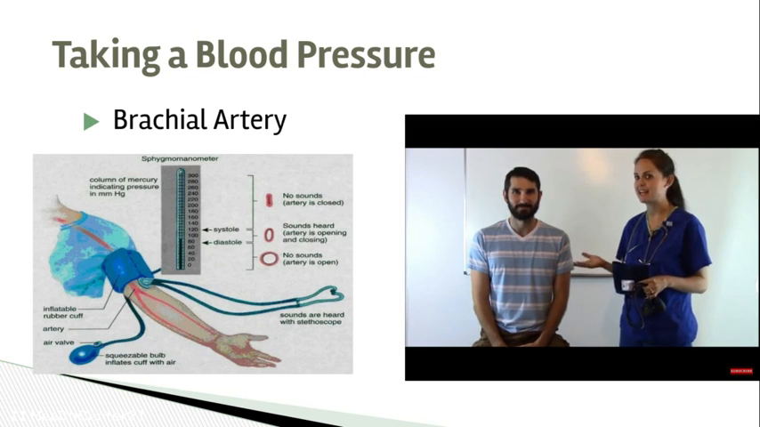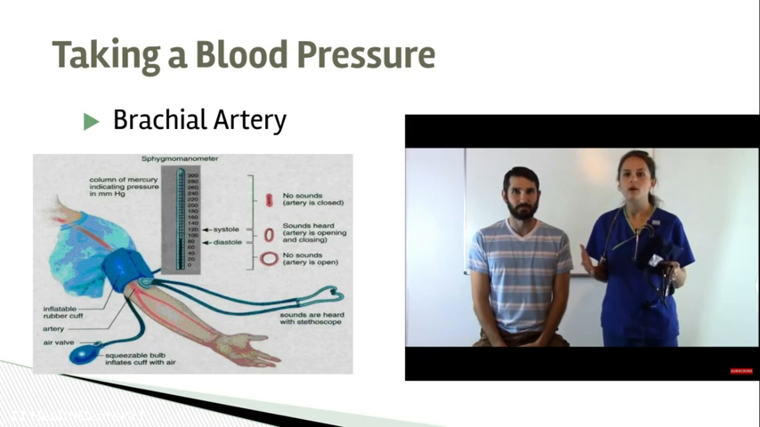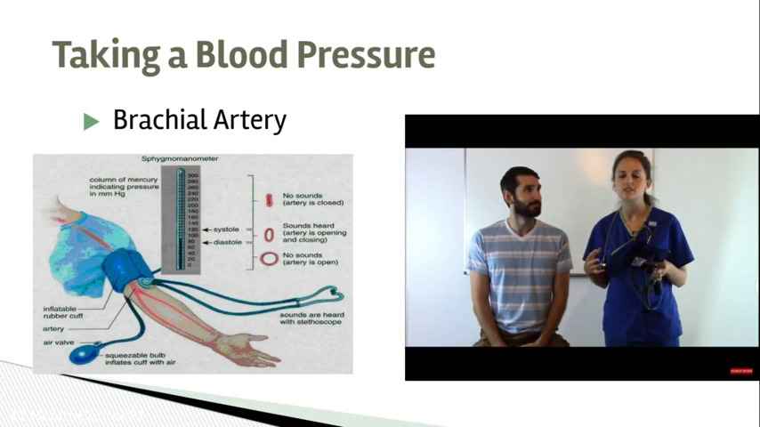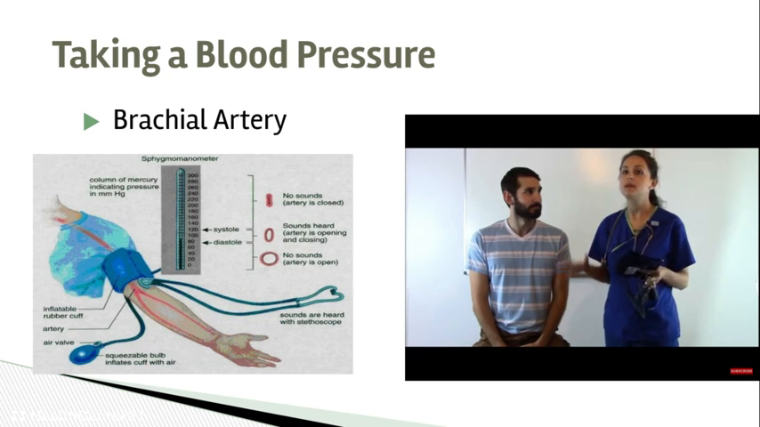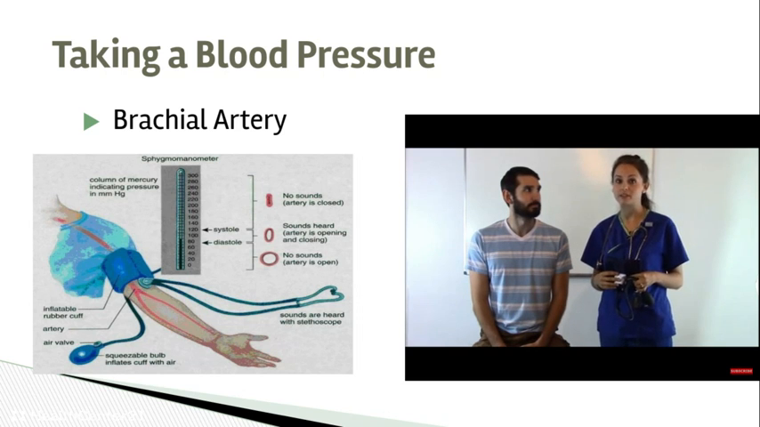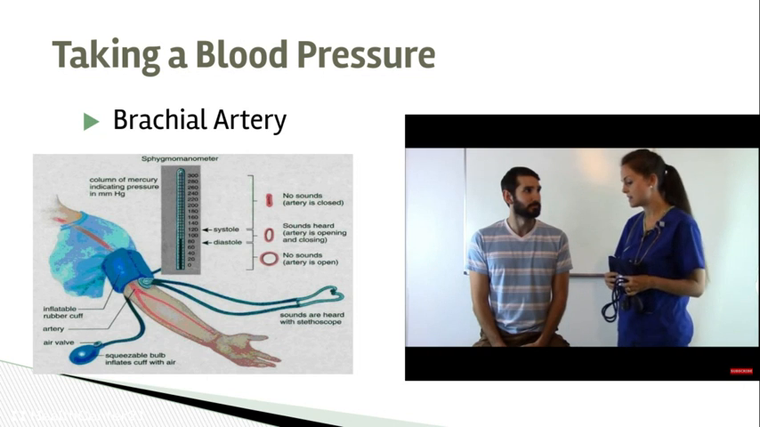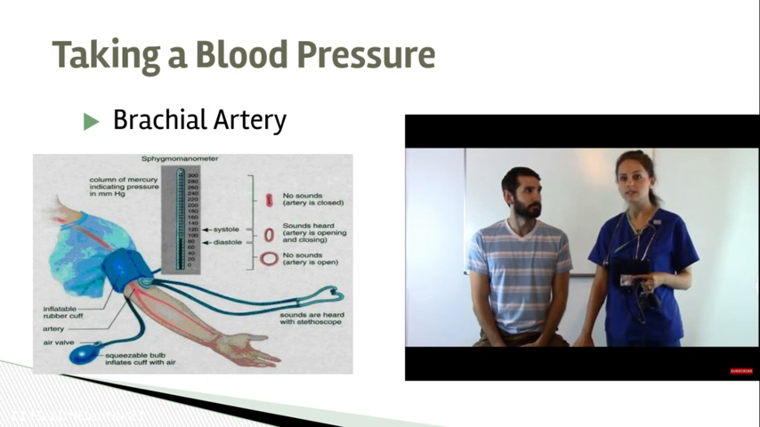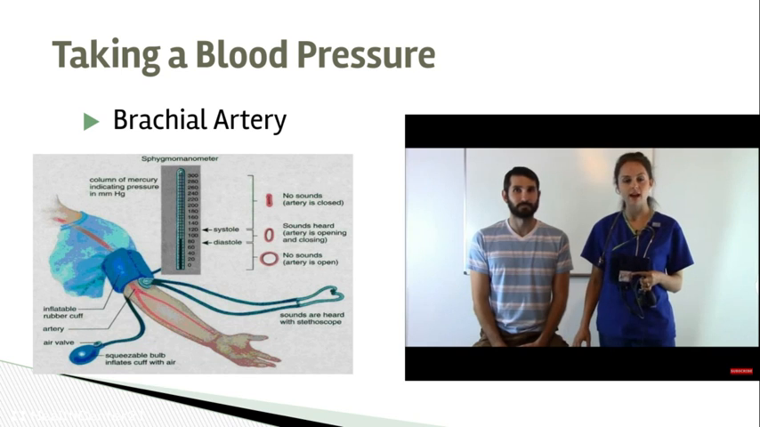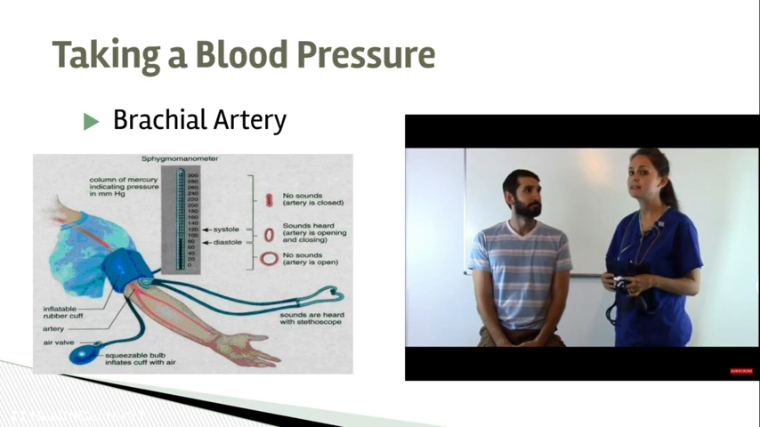The very first thing you want to do is have your patient sit down. If they've been running around or really anxious or talking, you want them to be calm for at least 3 to 5 minutes before you take their blood pressure because you want to get the most accurate response. Then have them keep their legs uncrossed and their arms down by their side.